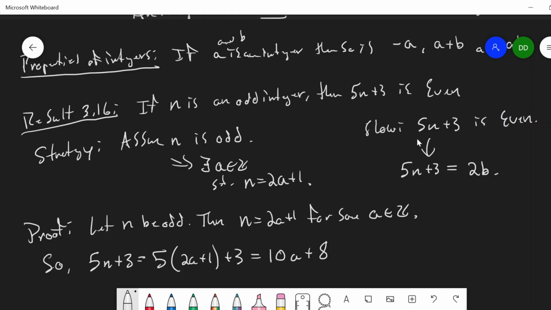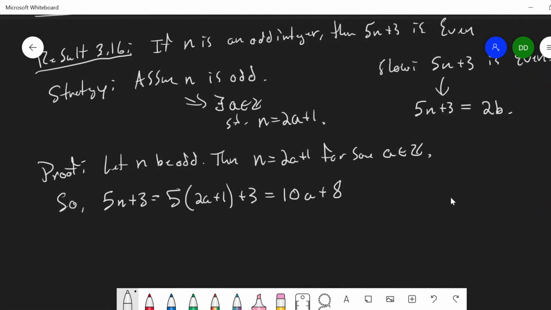And what did I do when I made that mistake? I went back and I changed those parts that were incorrect, right? I restated the result, and I fixed what I wanted to show. I fixed that. So now I'm ready to keep going. So 5n plus 3 is equal to 5 times 2a plus 1 plus 3. That's 10a plus 8. And again, my goal is to write this as twice some other integer. That is, I want to try and factor a 2 out of it.